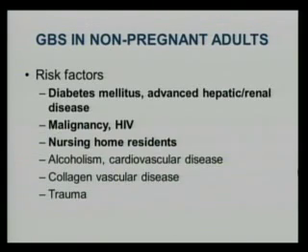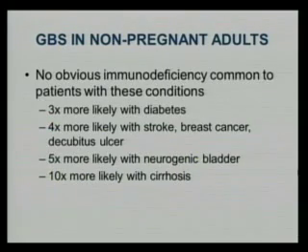Risk factors, you think of your immunocompromised patients that have diabetes, advanced hepatic and renal disease, malignancies, HIV, nursing home residents, and some studies, but not all, have shown alcoholism, cardiovascular disease, collagen vascular disease, and trauma to be risk factors as well. These have been shown consistently to be risk factors for GBS. But no obvious immunodeficiency is common to patients with these conditions. You are 3 times more likely to have GBS with diabetes, and you're 10 times more likely to have it with cirrhosis. And between that, you see 4 times more likely with stroke, breast cancer, decubitus ulcers, 5 times more likely with neurogenic bladders, which makes sense because these can be areas of chronic colonization.